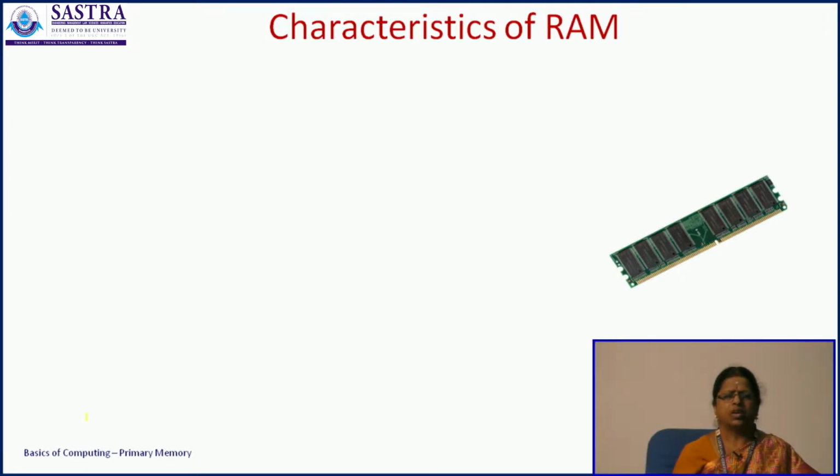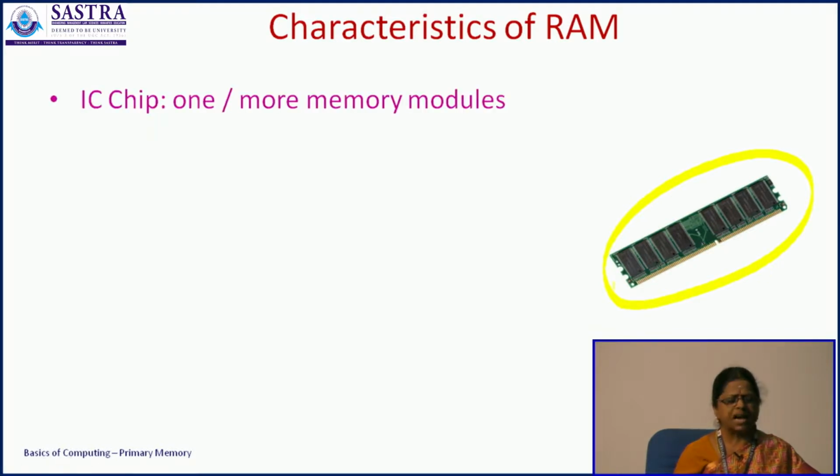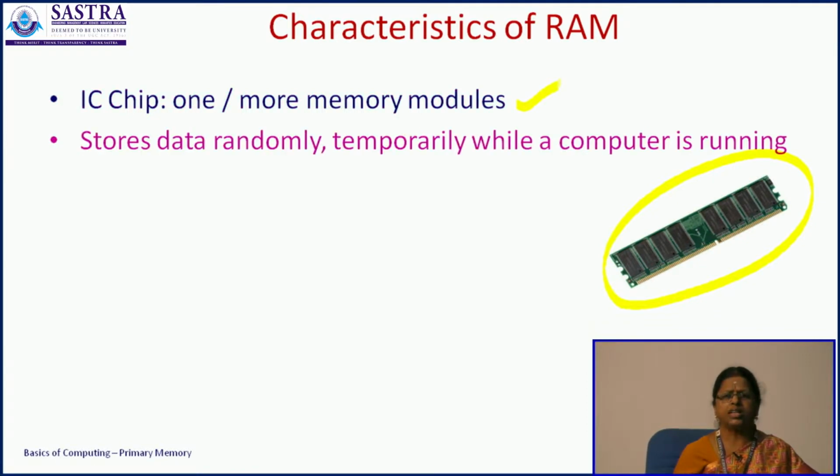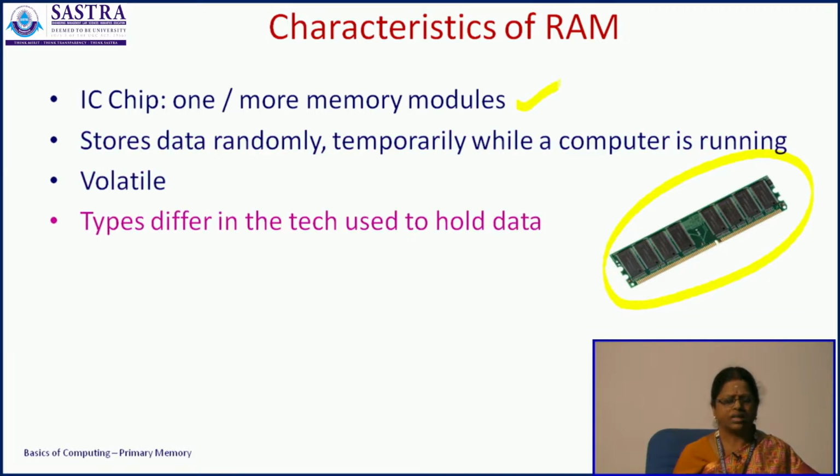All of us would have seen the RAM which is used in the system. RAM is an IC chip which consists of one or more modules. It stores data randomly and temporarily while the computer is running. It is volatile in nature and the types differ in the techniques used to hold the data.